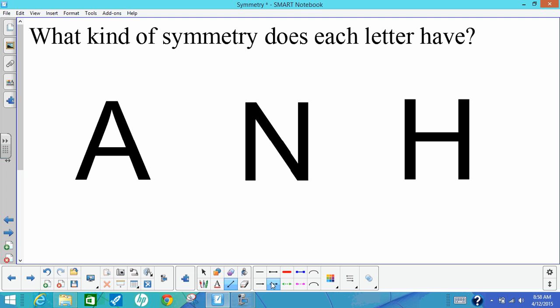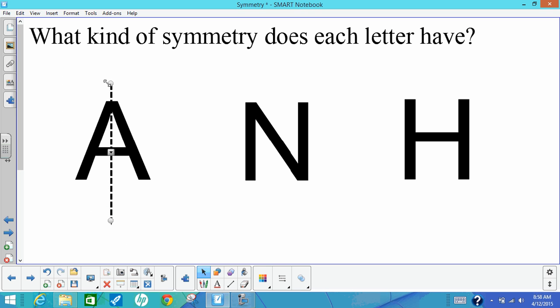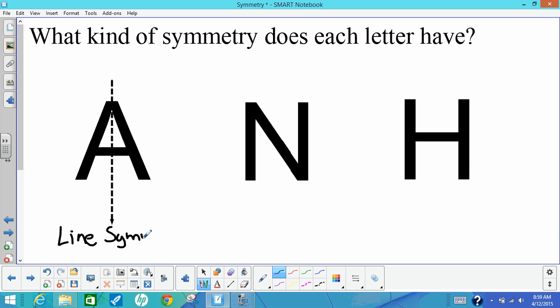But if we take a line and we draw it right down the middle of the letter, we can see that if we reflect it over this line, our picture would remain unchanged. So if we folded letter A over this line, it would still look exactly the same. So this has one line of symmetry. Sometimes it's called reflectional symmetry.